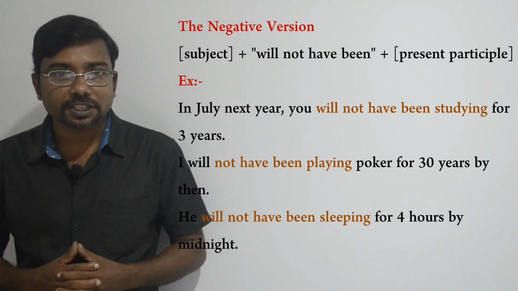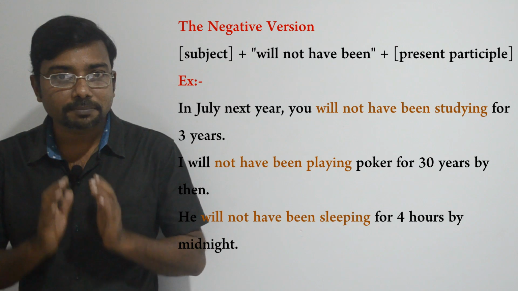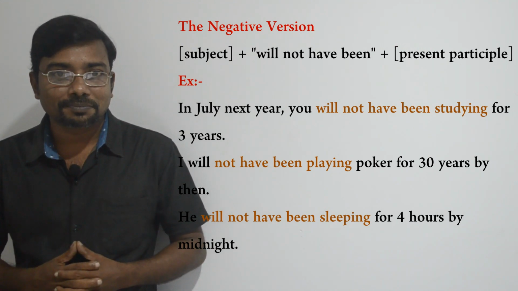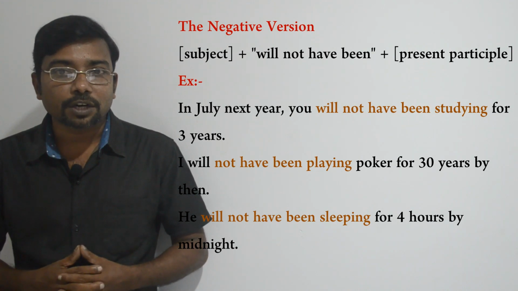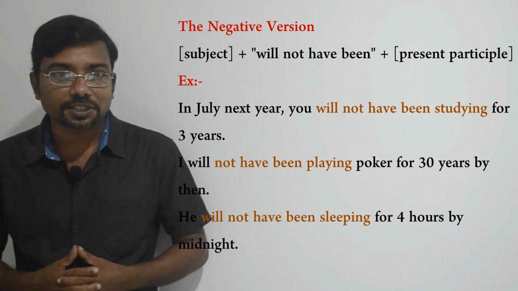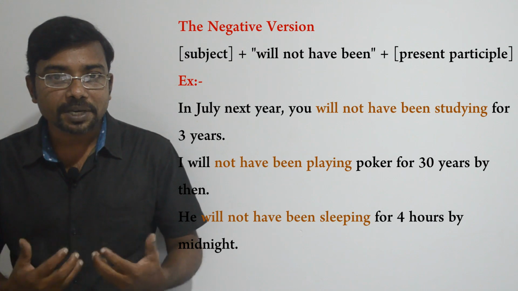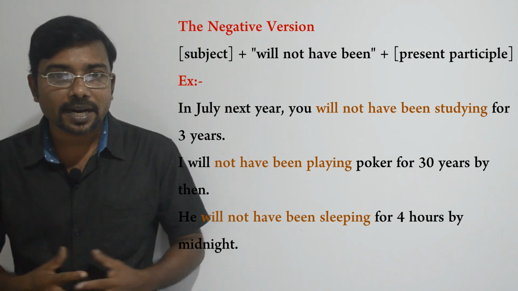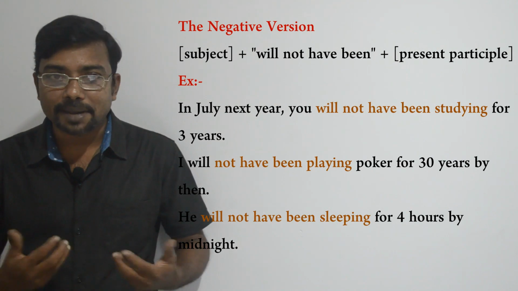Okay everyone, now we are going to turn our attention to how to make negative statements with the future perfect continuous tense. When you are going to make a negative statement with this tense, we can use not between the auxiliary verb will and have. Look at these examples. In July next year, you will not have been studying for 3 years. I will not have been playing poker for 30 years by then. He will not have been sleeping for 4 hours by midnight.